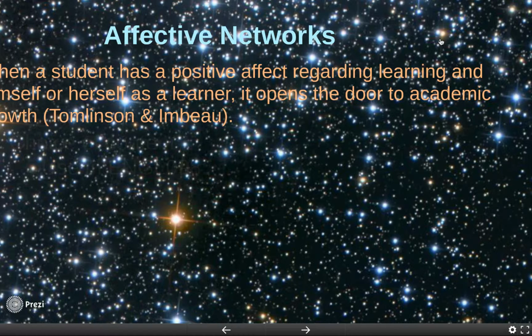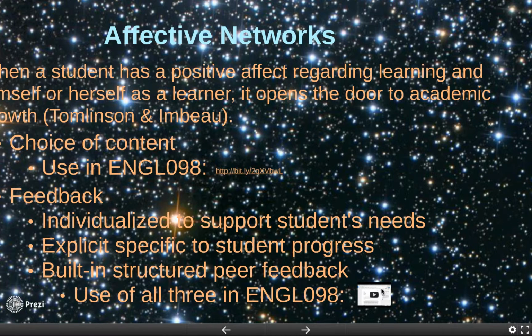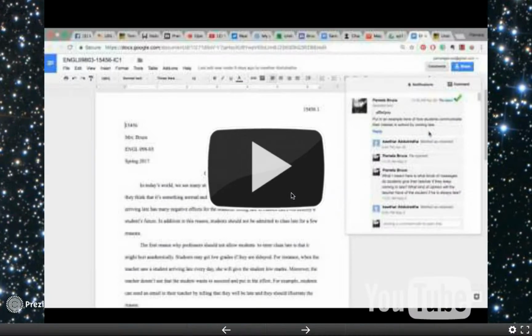The second way is by providing feedback to the students. It is hugely important, I'm sure that you've seen, to give feedback to your students. And I give individualized feedback to support the student's needs, explicit feedback for a student to progress and about the student's progress. And I provide built-in structured peer feedback for my students. And this has had a huge impact on improving student essays. And so an example of how I incorporate that into English 098 is right here.